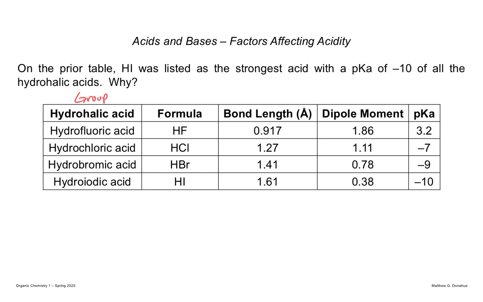And then you see this bond length. So that A with the little circle on it, that's called the angstrom. And that's defined as 10 to the negative 10 meters.